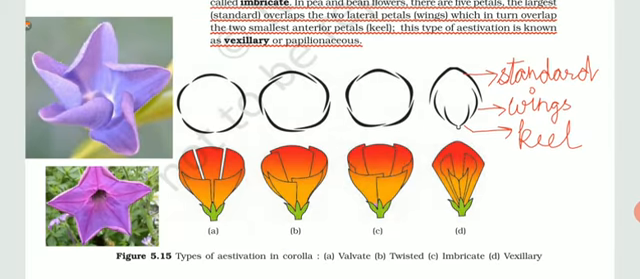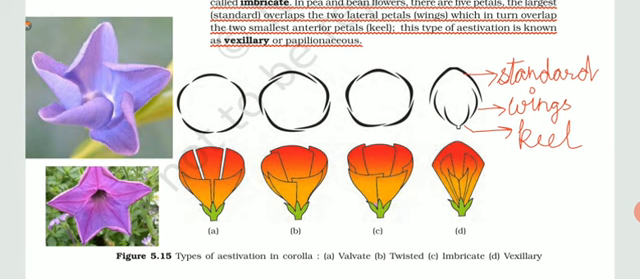Coming to the fourth estivation, that is vexillary estivation. I hope you remember when we talked about the flowers of pea and beans and their symmetry, that it is zygomorphic symmetry. We talked about their petals not being of the same size. That was vexillary estivation. You can see one petal or sepal is very large. That is called the standard.